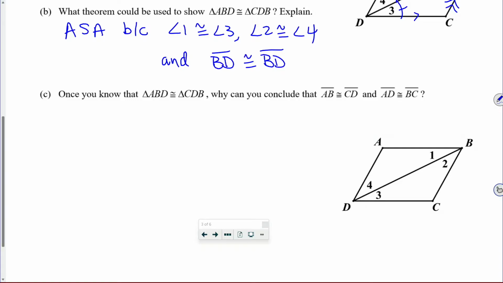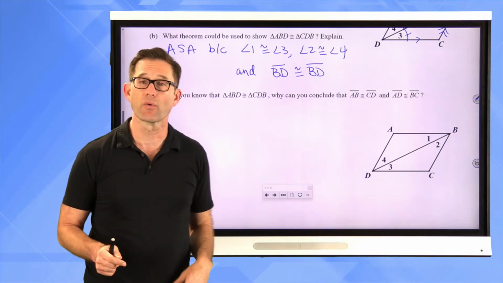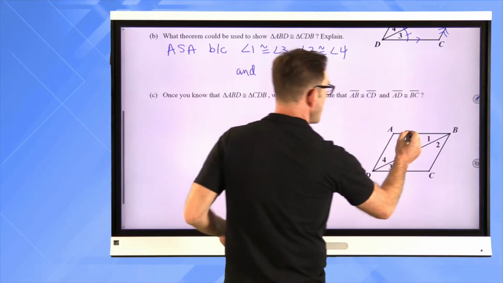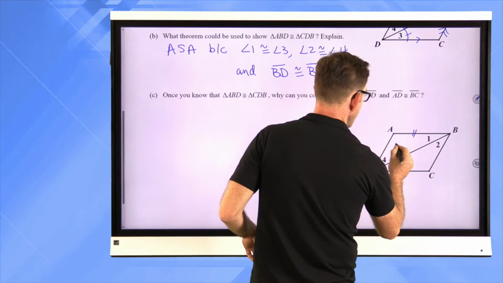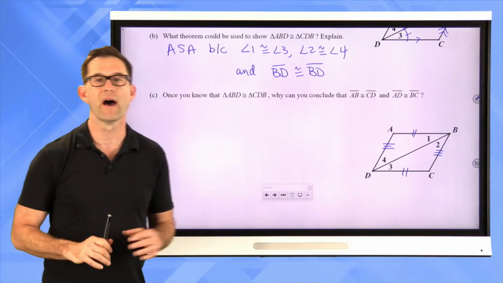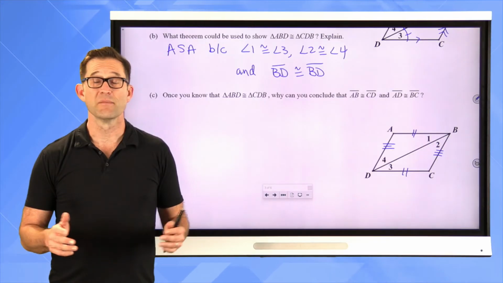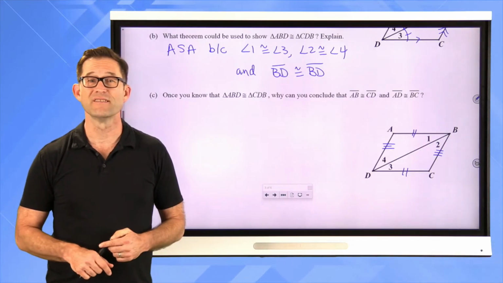Letter C. Once you know that triangle ABD is congruent to triangle CDB, why can you conclude that AB is congruent to CD and AD is congruent to BC? All right, so now I know those 2 triangles are congruent. Why can I now say that AB is congruent to CD and AD is congruent to BC? Pause the video now and write something down. Well, the simplest thing to write down is CPCTC, right?